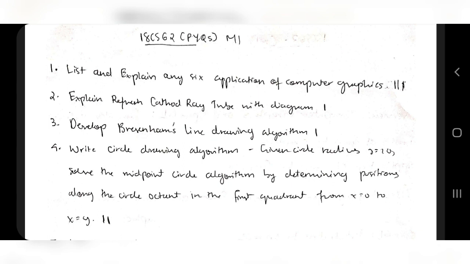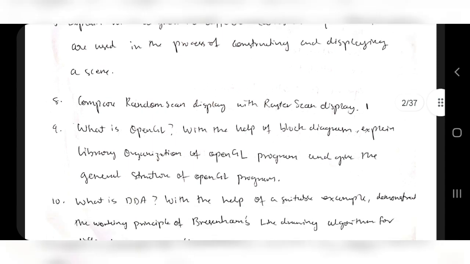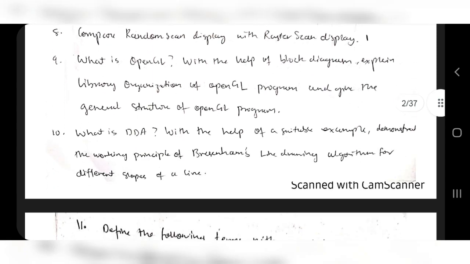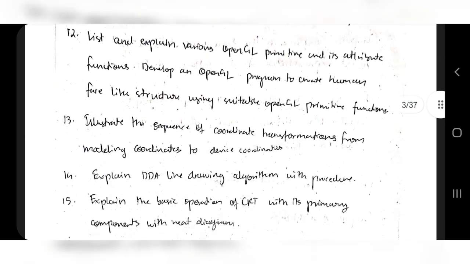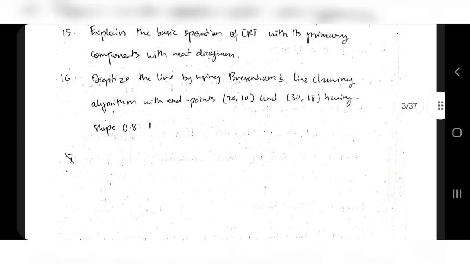For example, they'll ask you to draw a circle with a radius of 10. So what you are supposed to do is draw a circle like this, showing which pixels you have to illuminate, okay? And as you can see, those are the only questions which are repeated. OpenGL functions you have to know, that's not that important, but that's also asked. And the sequence of coordinate transformations is also important. So that's all the important topics in module one.